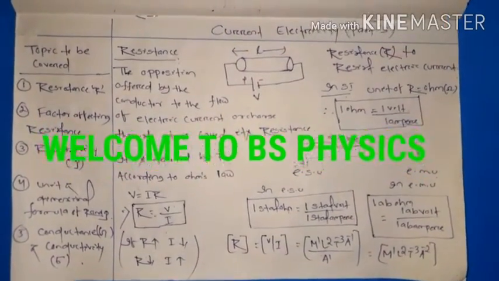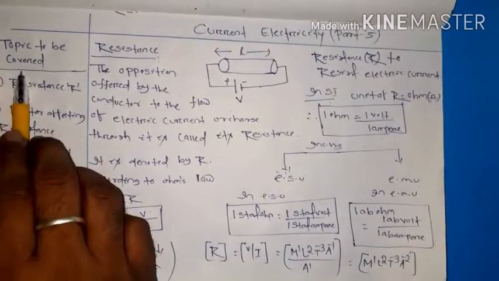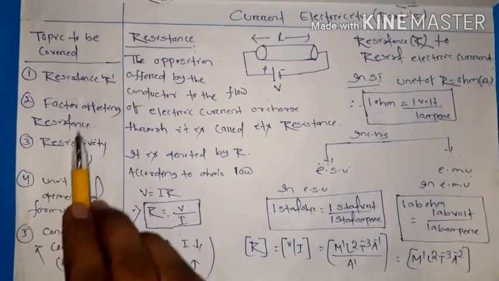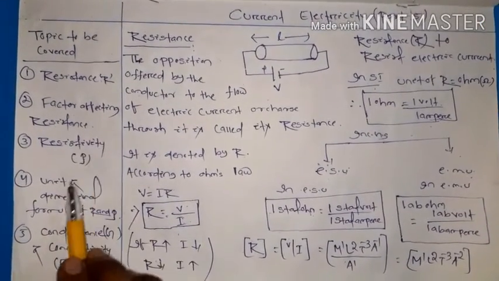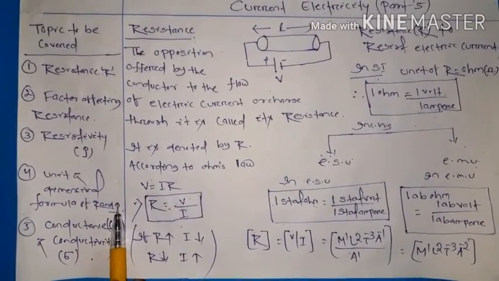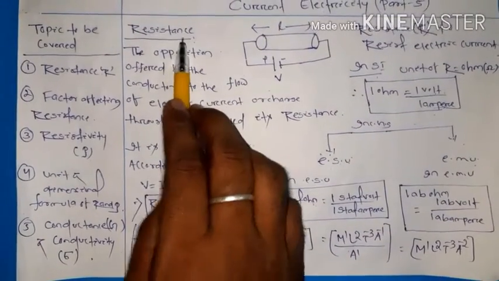Now I am going to discuss current electricity part 5. The topics to be covered are resistance, factors affecting resistance, resistivity, unit and dimensional formula of resistance and resistivity, conductance and conductivity. So let us discuss resistance.